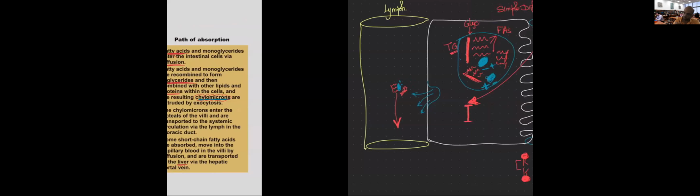Those triglycerides are going to be attached to other lipids and proteins within the cell, and we call the whole structure that gets formed the chylomicrons. Chylomicrons are going to be released from the intestinal cell into the lymphatic vessel within the intestine by exocytosis. And if you remember, exocytosis is an active membrane transport. It requires ATP.